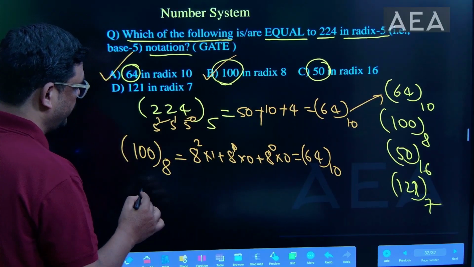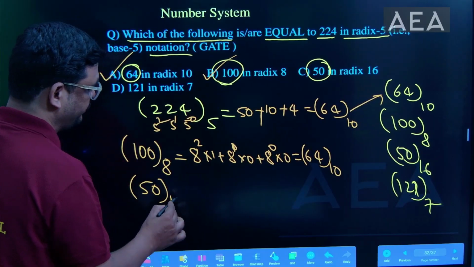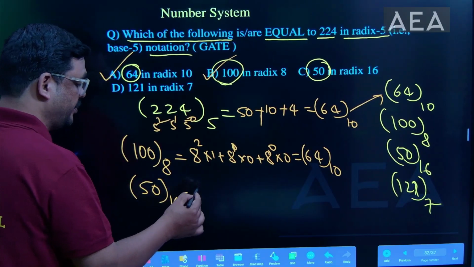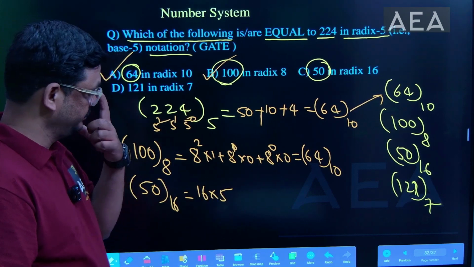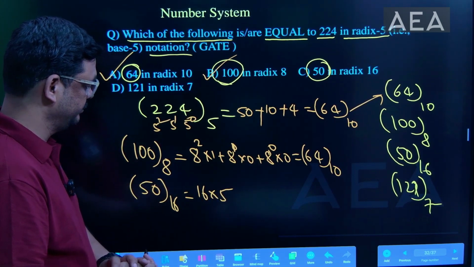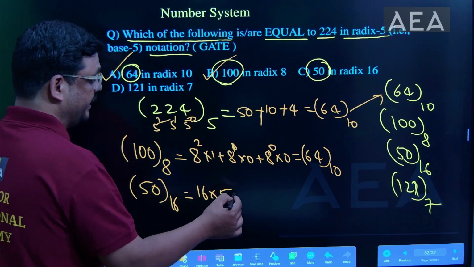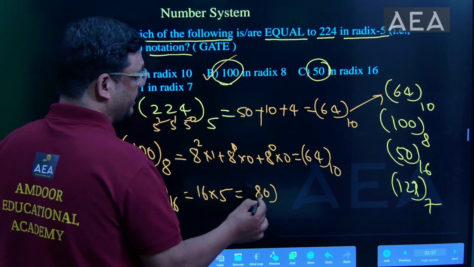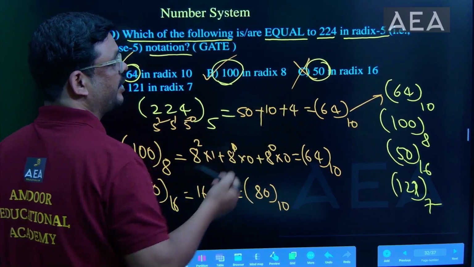Similarly, one more: 50 with base 16. Again apply the same procedure. 16 into 5 is 80, a decimal number. So it is not equal to 64. That's why this one is wrong.